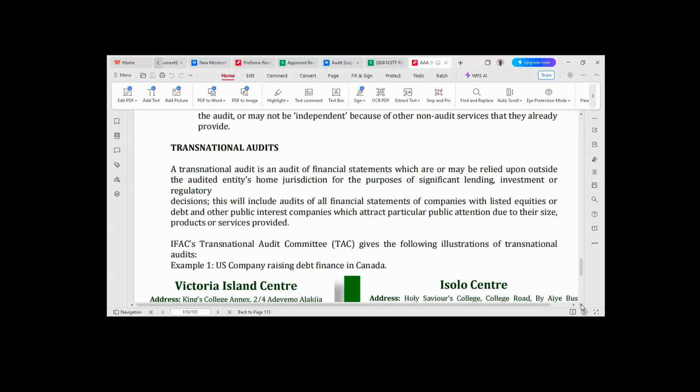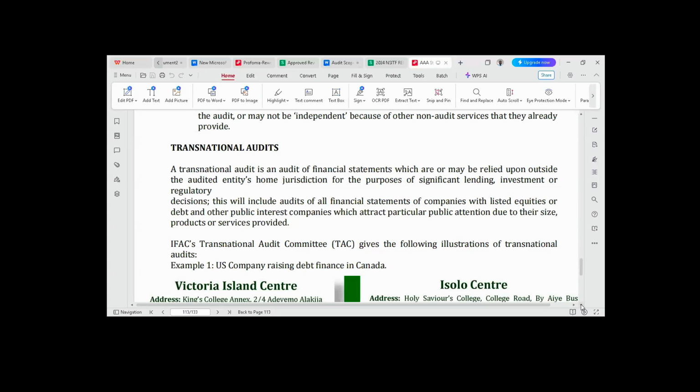Okay? So that is the loan, the money you want to collect for expansion, that will not go bad. You understand? So a transnational audit is an audit, like I said, where you're auditing the financial statement of another company, or a company that is domiciled outside the entity's main jurisdiction, for the purpose of significant lending, investment, or regulatory decisions.